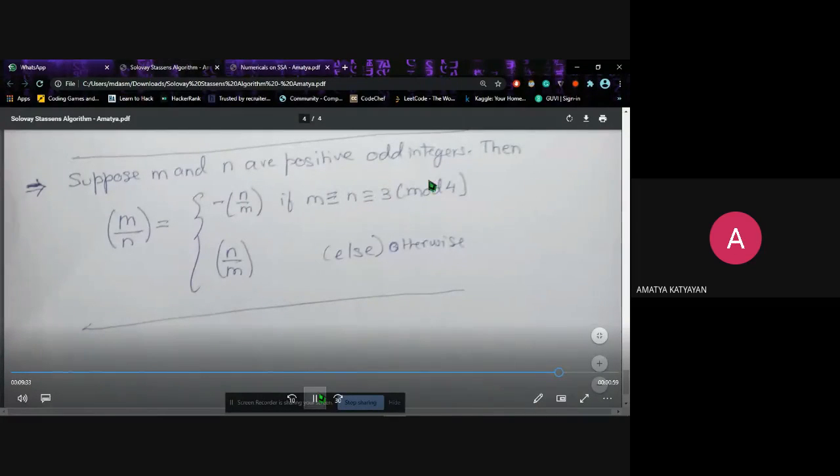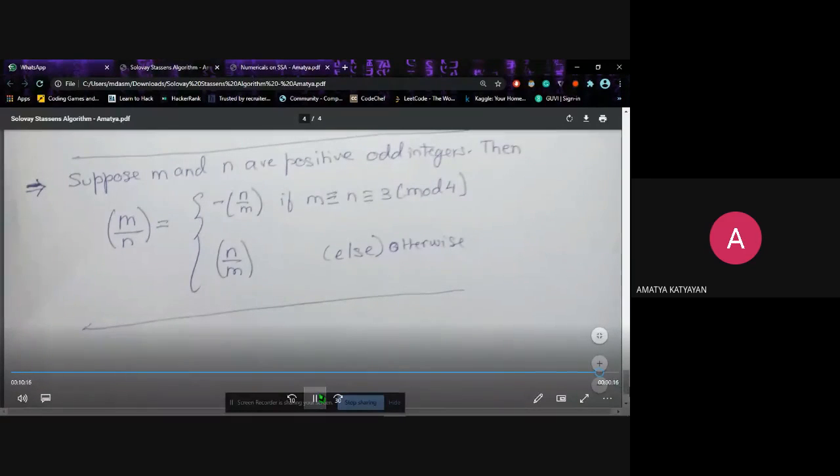So in this case, what you need to do is divide m by 4 and n by 4. If you get the remainder as 3 in both cases, then you can switch the expression m upon n to minus n upon m. Else, if this condition is not satisfied, if you're getting any other number, even minus 3, then this will be n upon m. Basically, there is no change in the sign, only the fraction is reversed. The Legendre symbol is reversed.